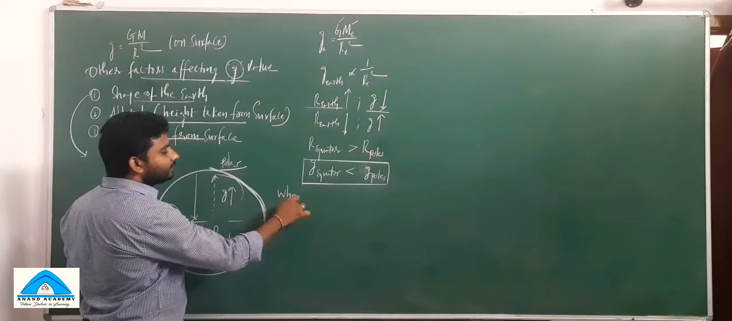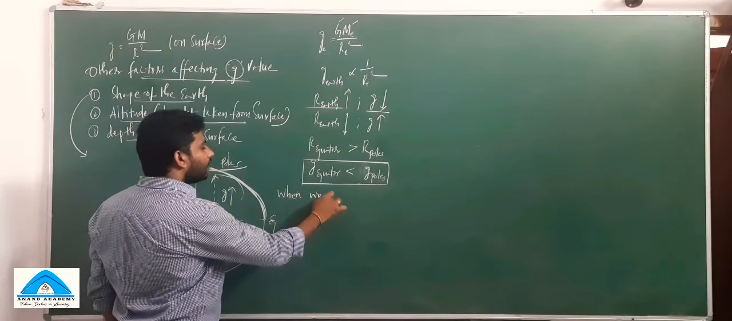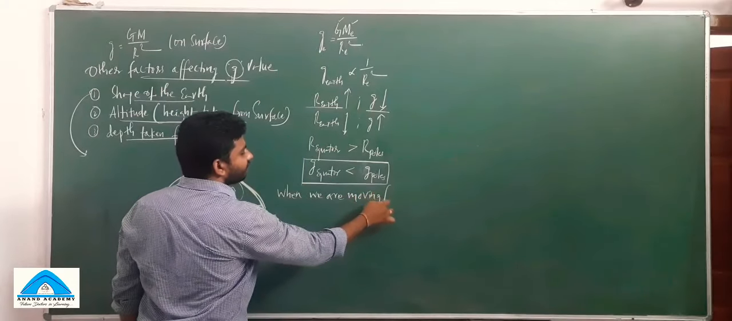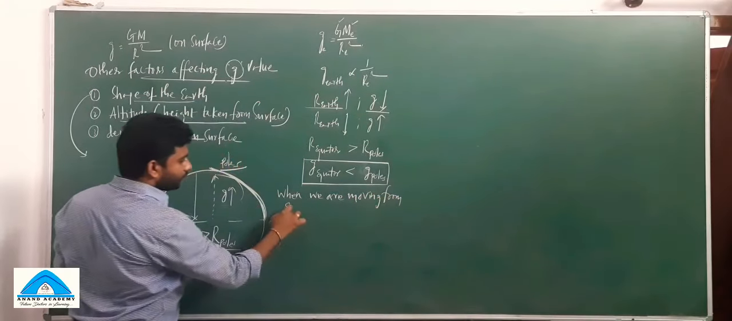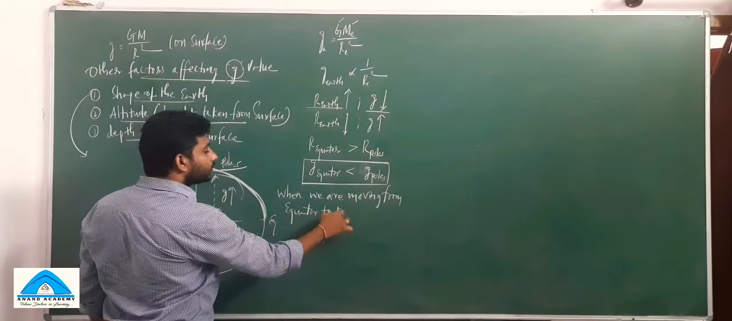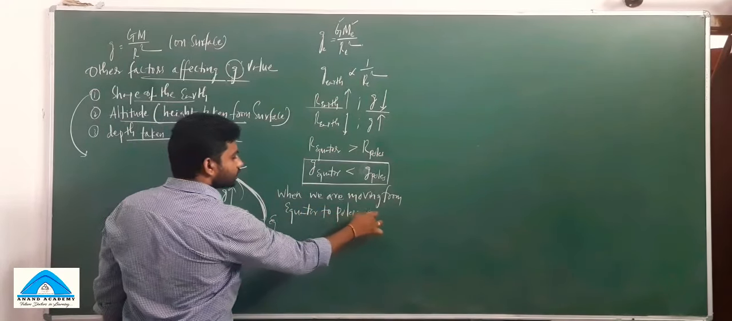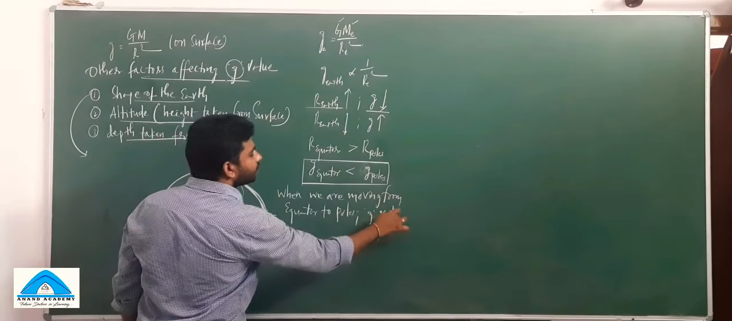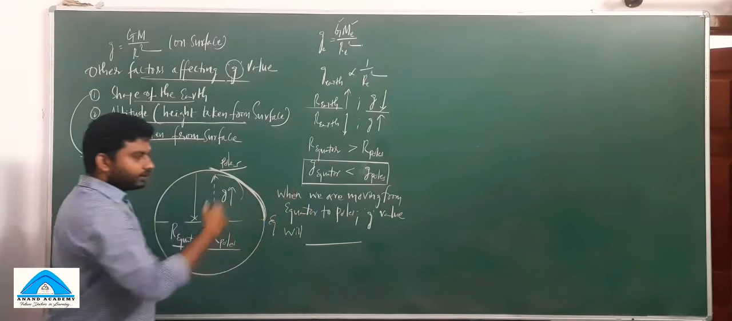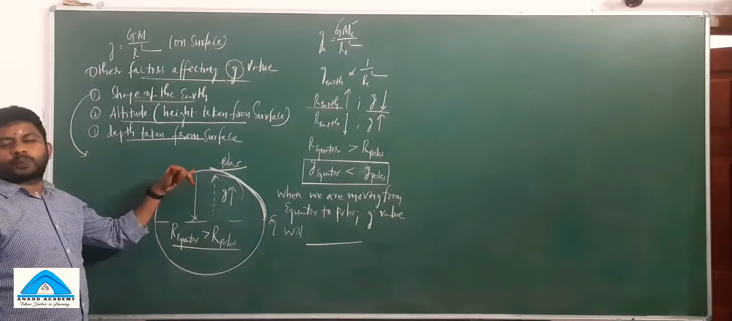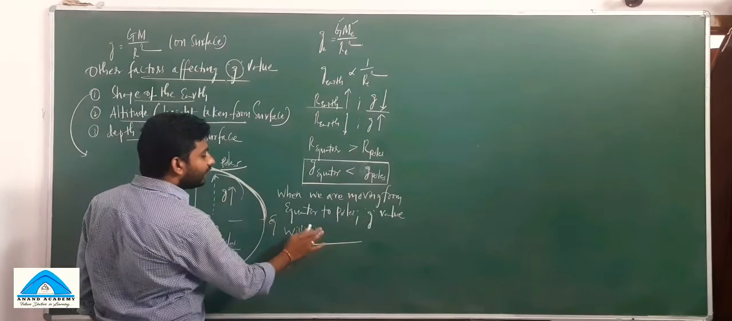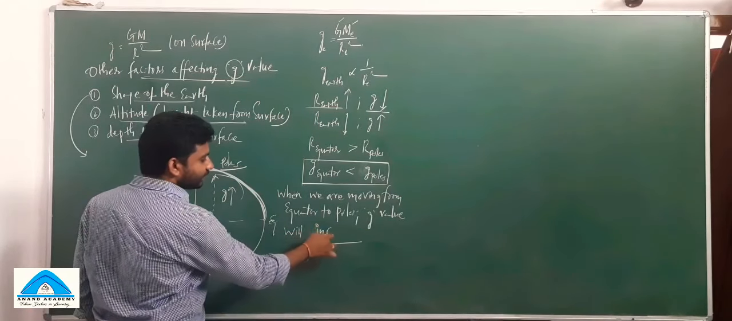So when we are moving from equator to poles, so g value will, tell me, moving from equator to pole, the radius is decreasing, then acceleration due to gravity will increase. You got the point?